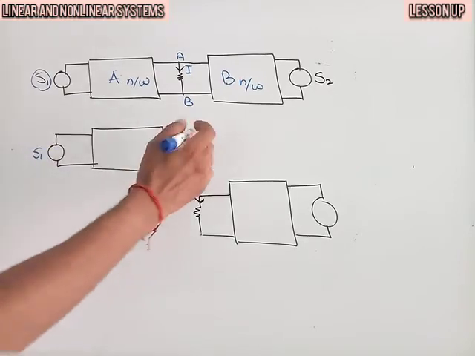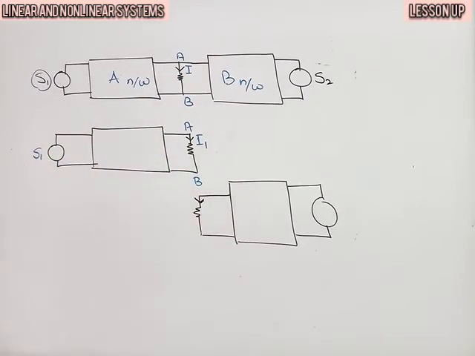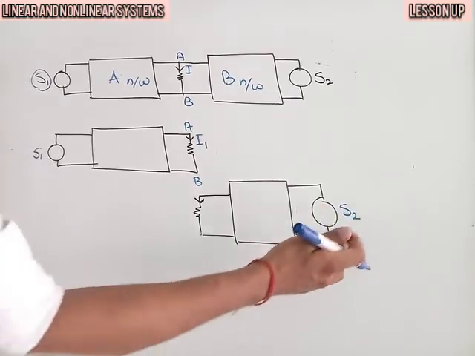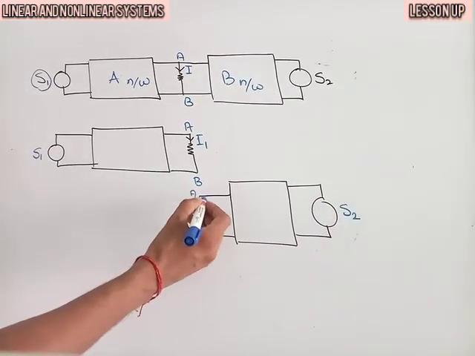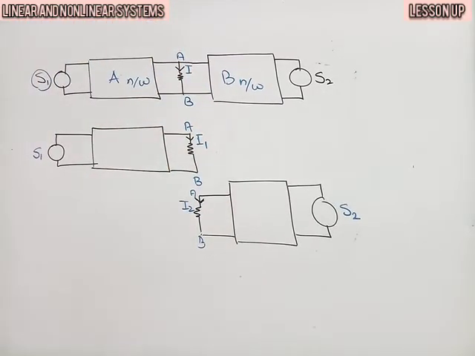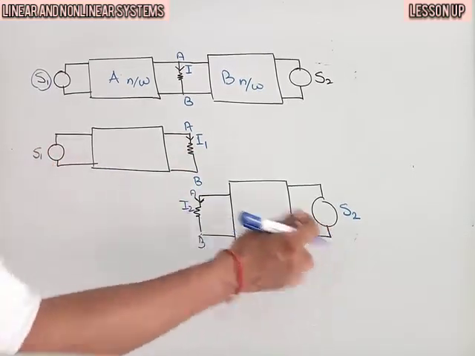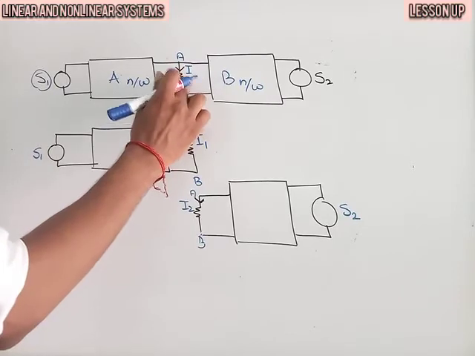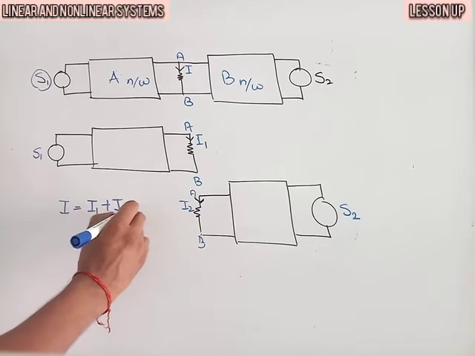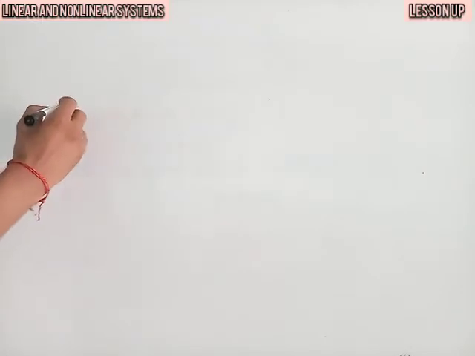Due to S1, the current between A and B is I1. Okay. And next we will select source S2, and due to S2, the current between A and B is I2. Okay. So, the total current between A and B due to these two sources is I. So, this I should be equal to I1 plus I2. This is superposition. Okay. We will see few examples.